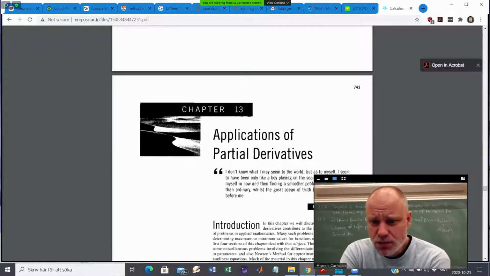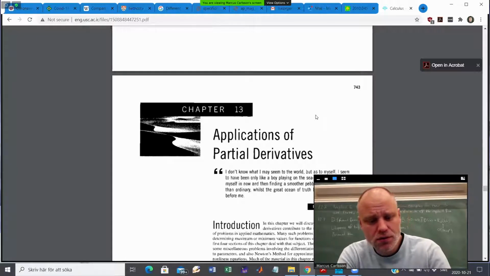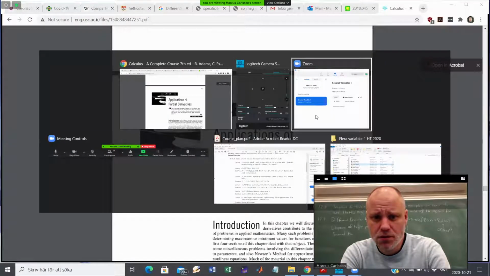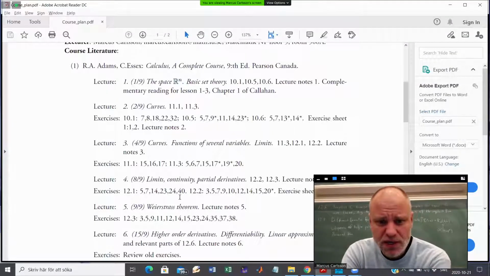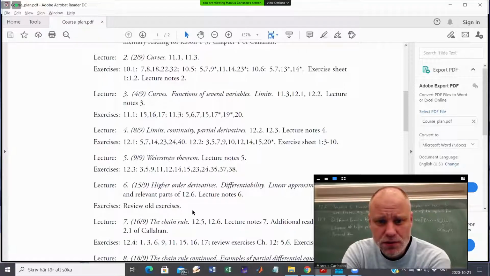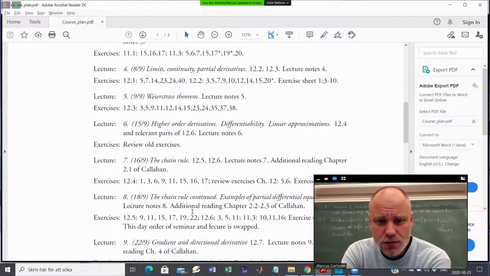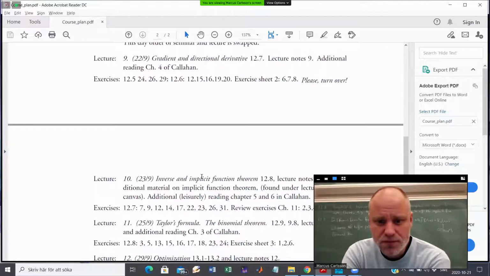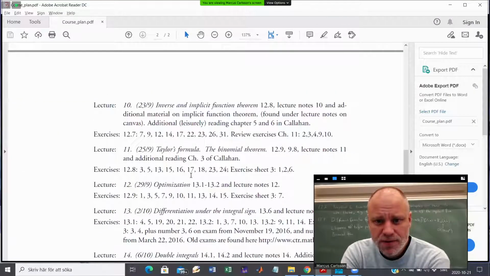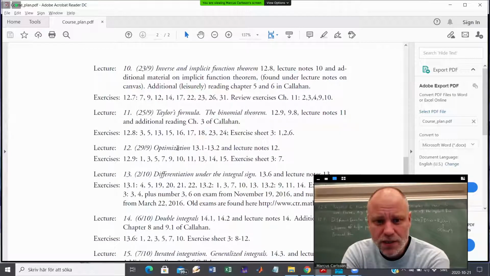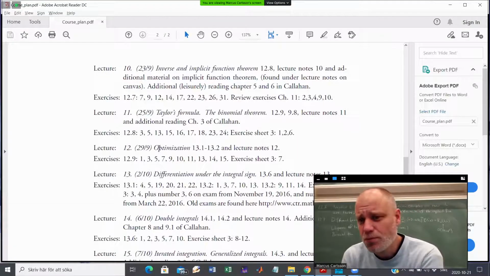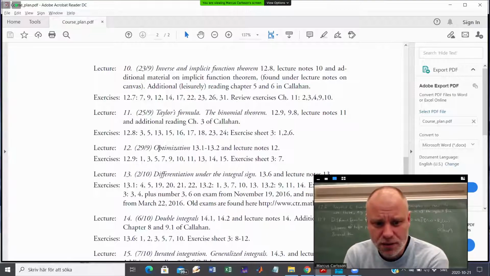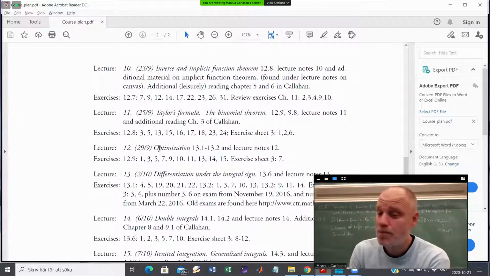So let's see where we are. In terms of the course plan, all right, chain rule, gradient, inverse and implicit function theorem. Okay, so then what remains is the assorted topics in chapter 13 and then the integration theory part.